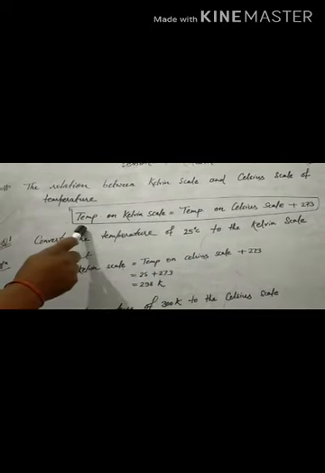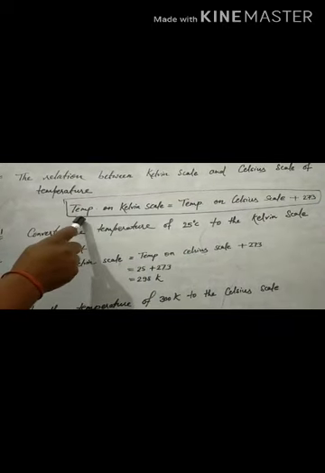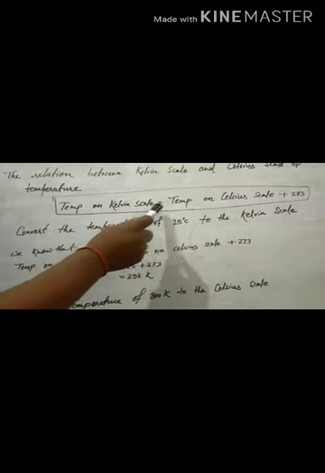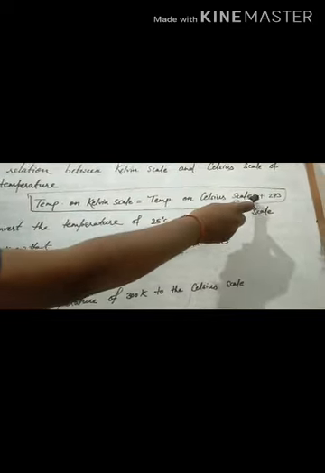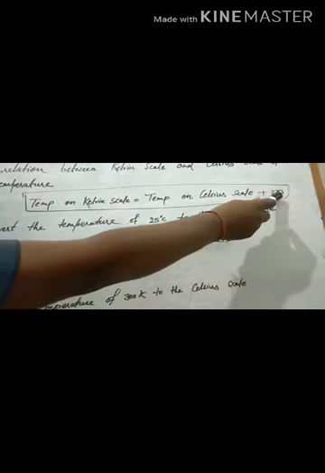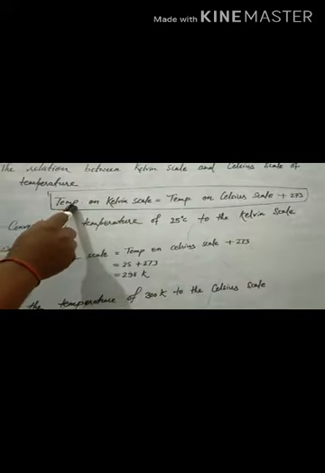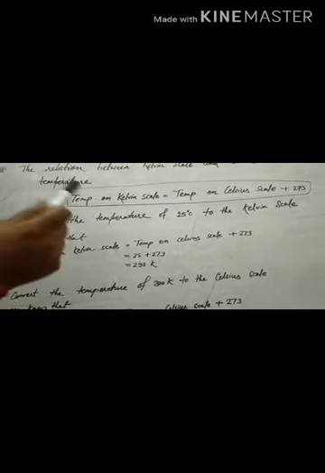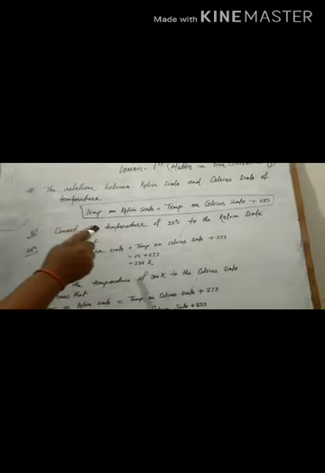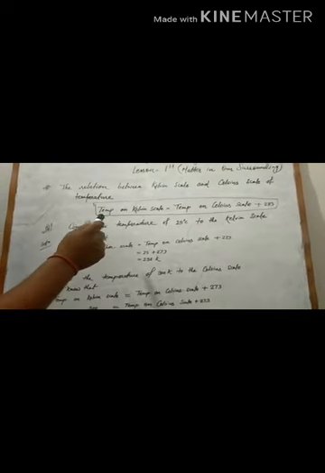It is a very easy formula. Temperature on the Kelvin scale is equal to temperature on the Celsius scale plus 273. With the help of this formula, we can easily convert degree Celsius to the Kelvin scale and Kelvin to the Celsius scale. Take one example.